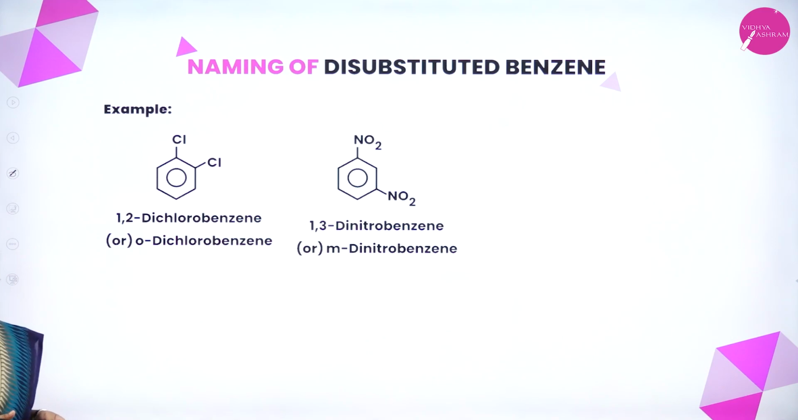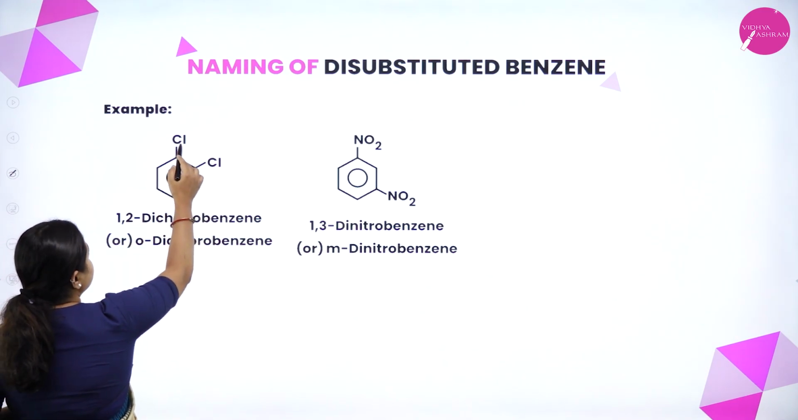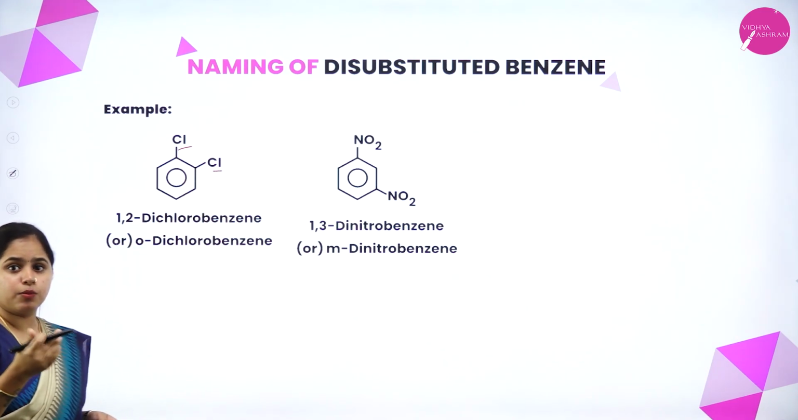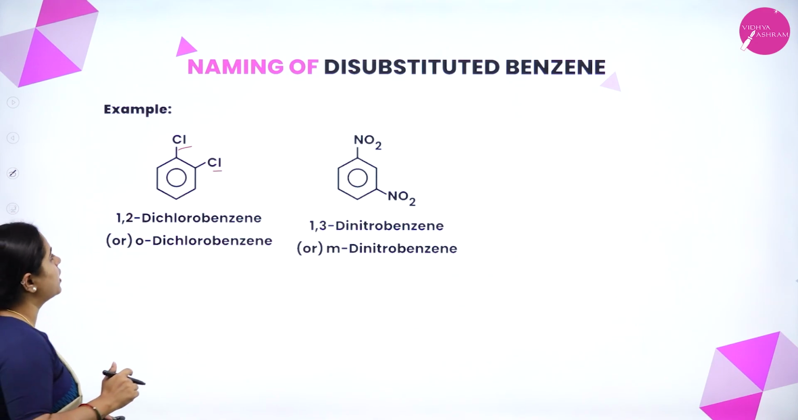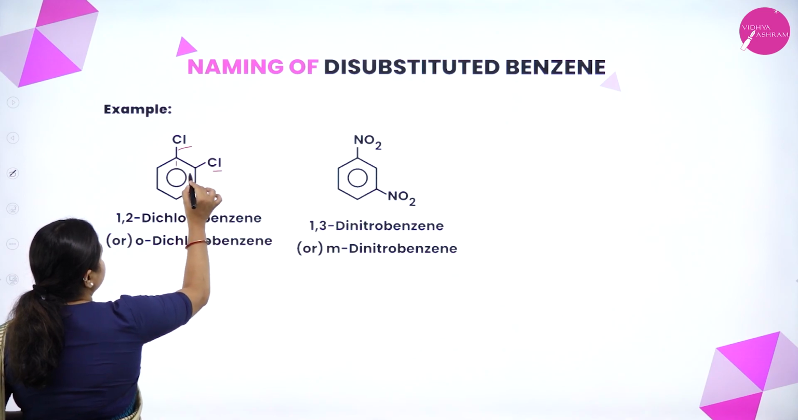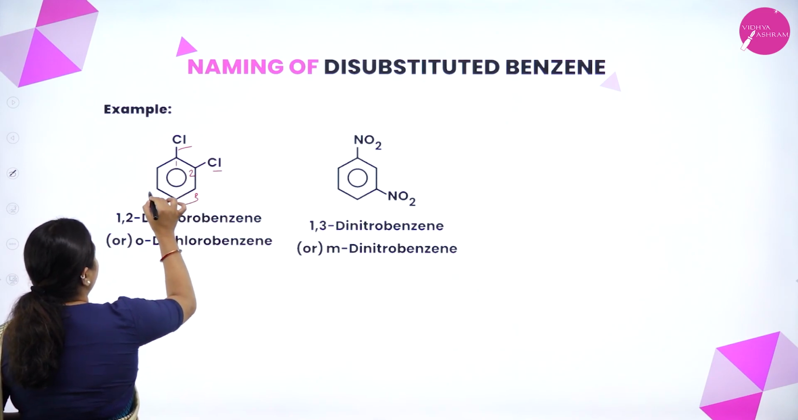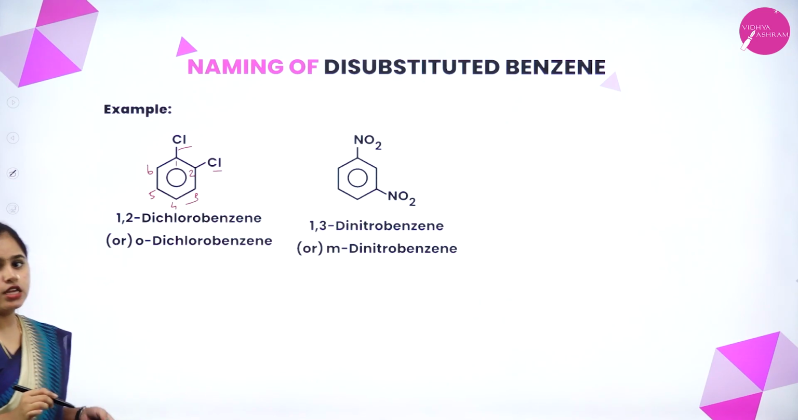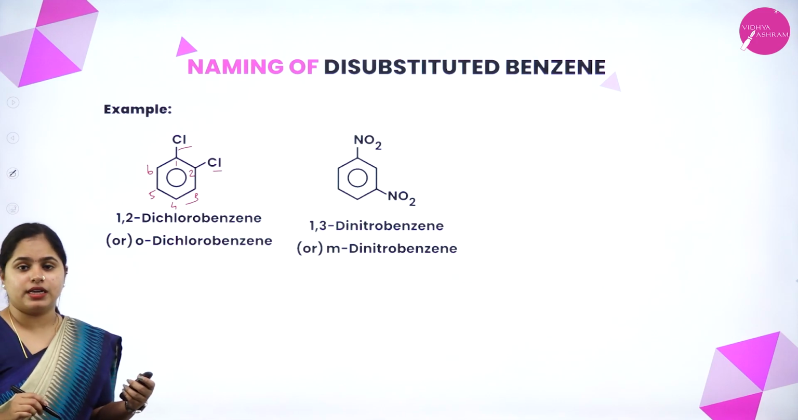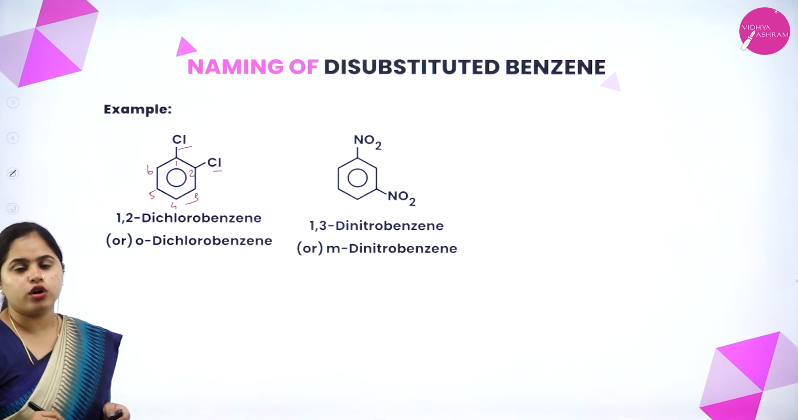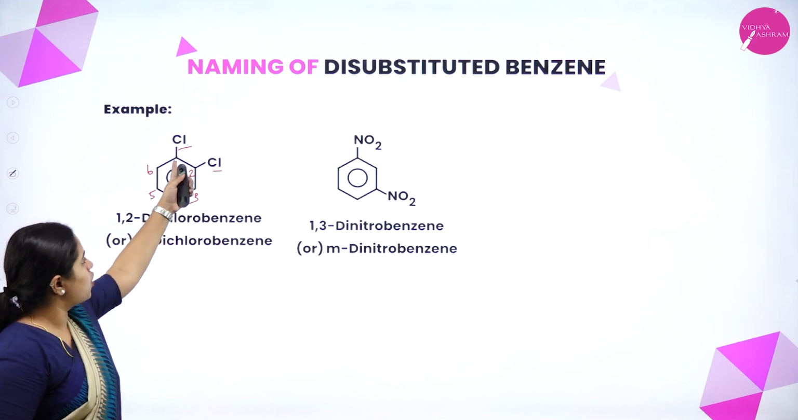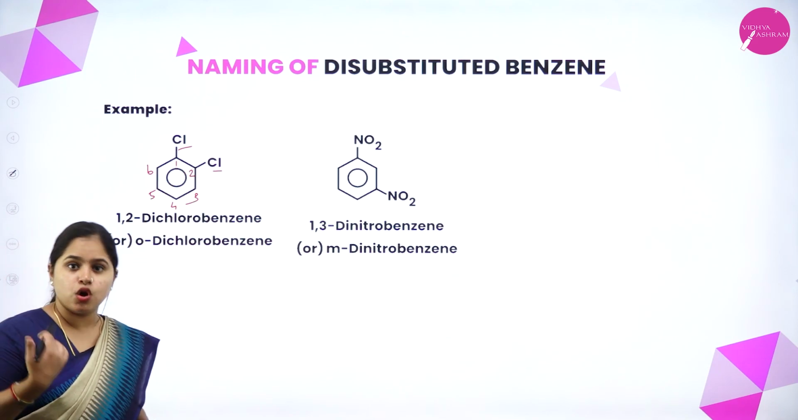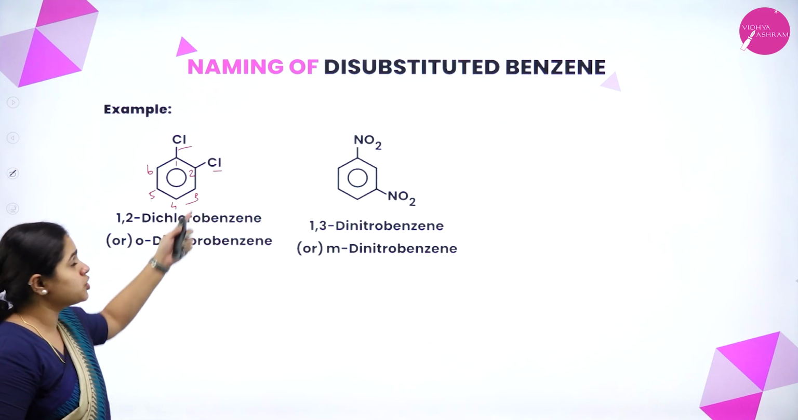Now, let's take an example. Yes, the benzene ring is disubstituted and both are the same. Both are halogens, that is chlorine. Right. So, how do we number it? 1, 2, 3, 4, 5 and 6. So, on the first and second carbon atom, you have the chloro groups attached, right? So, actually it is on the first and second position. So, it is ortho, right? First and second, so it is ortho.